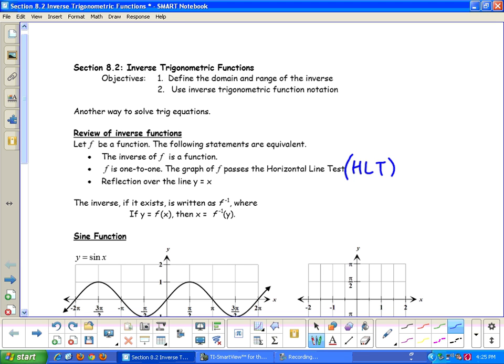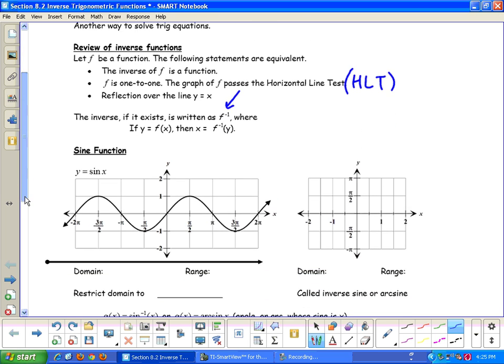Also, of course, remember that inverses and functions are reflections across the line y equals x. If the inverse exists, it is written as f inverse. Remember that does not mean f to the negative 1 power. It means f inverse, where if y equals f of x, then x is equal to f inverse of y. So the first function that we're going to look at is the sine function.